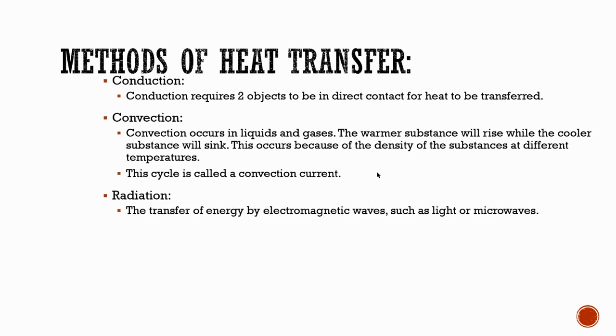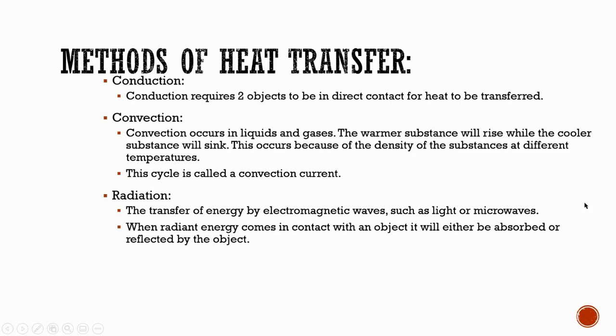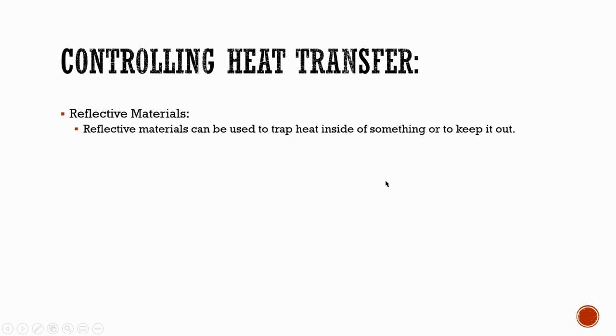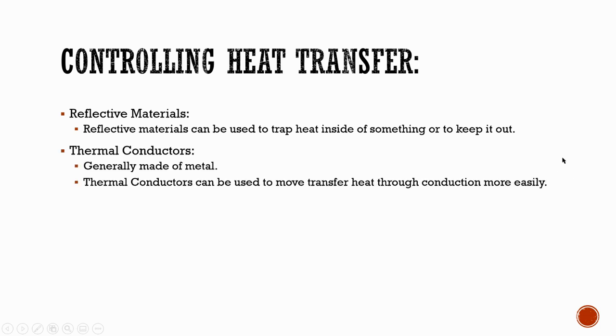Then there's radiation. Radiation is the transfer of energy by electromagnetic waves, such as light or microwaves. When radiant energy comes in contact with an object, it will either be absorbed or reflected by that object. Now, there are different ways of controlling this heat transfer. The first way is through reflective materials. Reflective materials can be used to trap heat inside of something or keep it out.